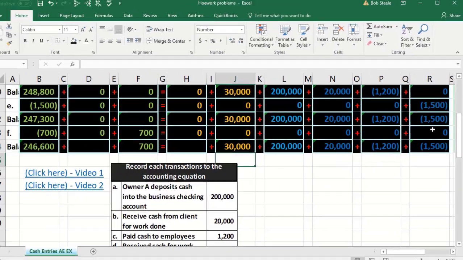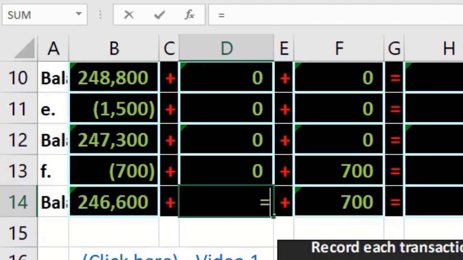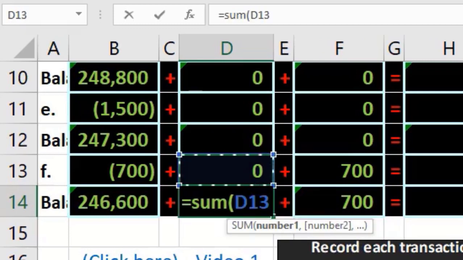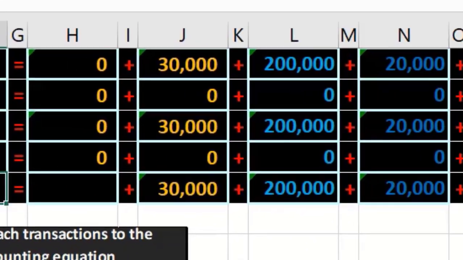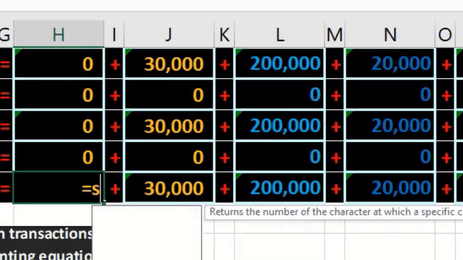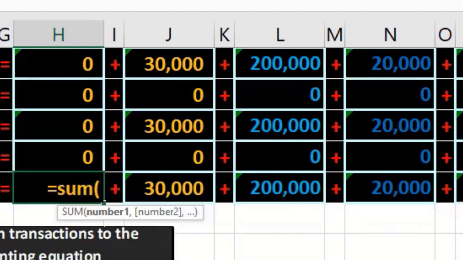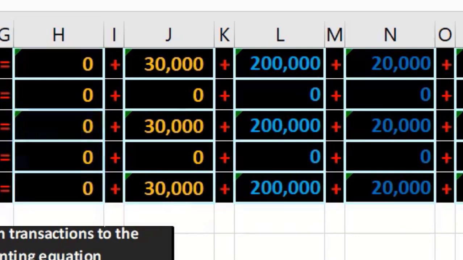Finally, I'm just going to bring down the last couple zero calculations using the sum function, however, only using the keyboard, equals SUM, shift 9, up arrow one time, hold down shift, up arrow a second time, and tab, tab, tab, tab. We're in cell H14 equals SUM, shift 9, up arrow one time, hold down shift, up arrow again, and enter. And finally, we should be hopefully in balance.